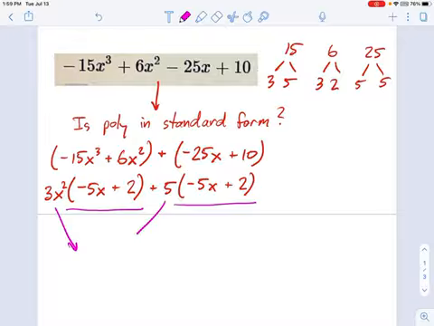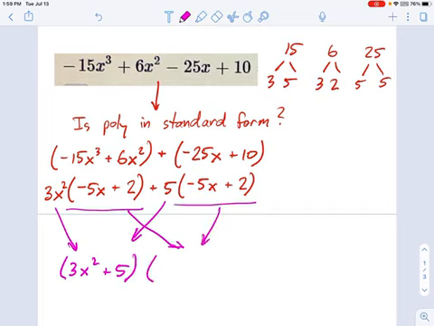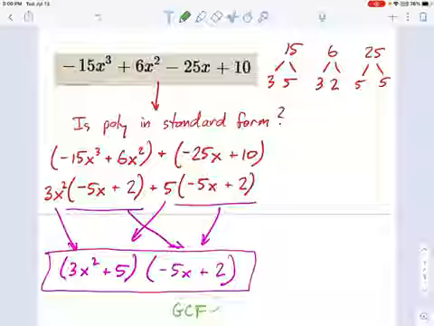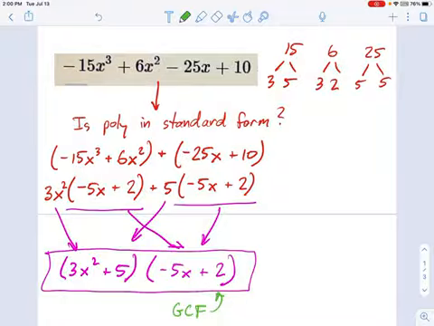This is going to look a little weird. But you take the coefficients. You put the coefficients into a parentheses. For us, that's going to be 3x squared plus 5. And you take the parentheses that are common. And you put those into their own parentheses. Negative 5x plus 2. And this is our factored form. We have factored this by grouping. And although it didn't look like we had a GCF in the original, we actually had a polynomial greatest common factor. And the greatest common factor of the polynomial was this guy. This negative 5x plus 2 was the GCF.